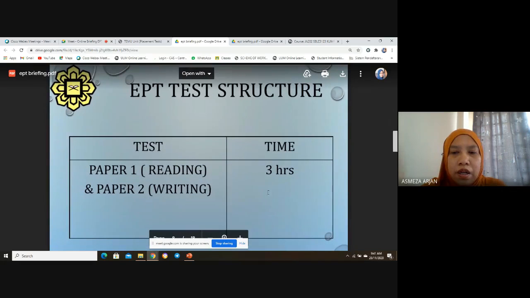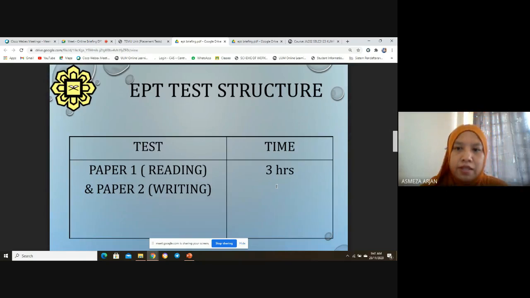The paper will be 3 hours. This is for face to face, but now we are going to do it online, so it will be slightly different. For reading, you will be given 2 hours. For writing, also 2 hours. Because we take into consideration that you are going to type, and there might be problems with slow internet bandwidth from your part maybe. So we give you an additional 1 hour to overcome that problem.